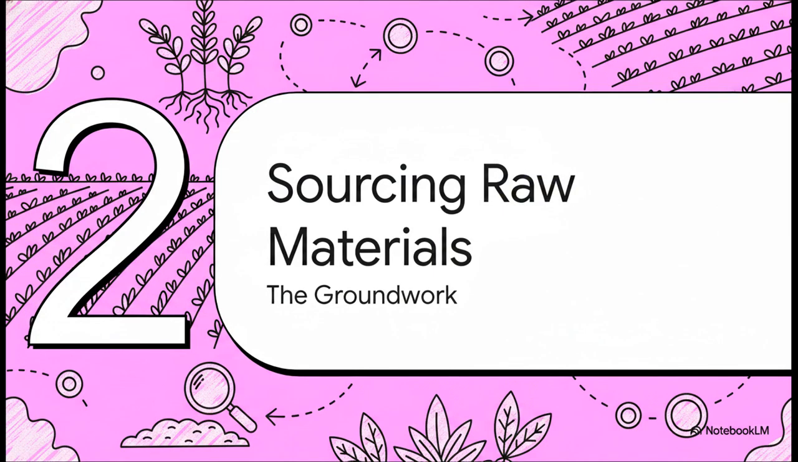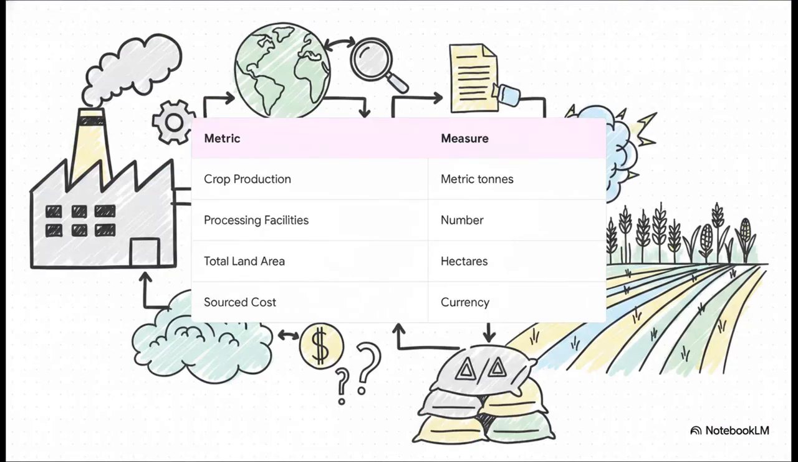Moving on to Section 2, sourcing the raw materials. Every journey starts at the source, right? So let's look at the literal groundwork. Now, this is where it stops being just about farming and becomes a strict industrial ledger. Companies literally have to quantify their exact scale.